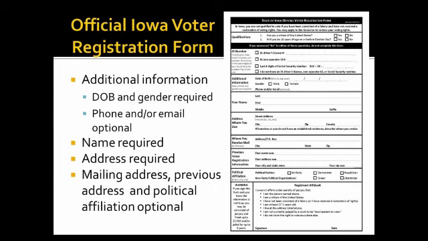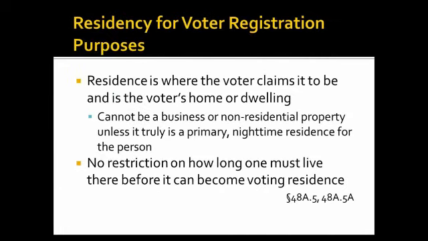Residency for voter registration purposes is where the voter claims it to be, and it is the voter's home or dwelling. In general, voters cannot register to vote in a business or a non-residential property unless it truly is a primary nighttime residence for that person. We do not have a durational residency requirement in the state of Iowa for voter registration, and what that means is that voters do not have to be present in the state for any minimum period of time before they're eligible to register and vote. If the voter has a residence that they declare to be their residence for voter registration purposes, that will meet the residency requirement.